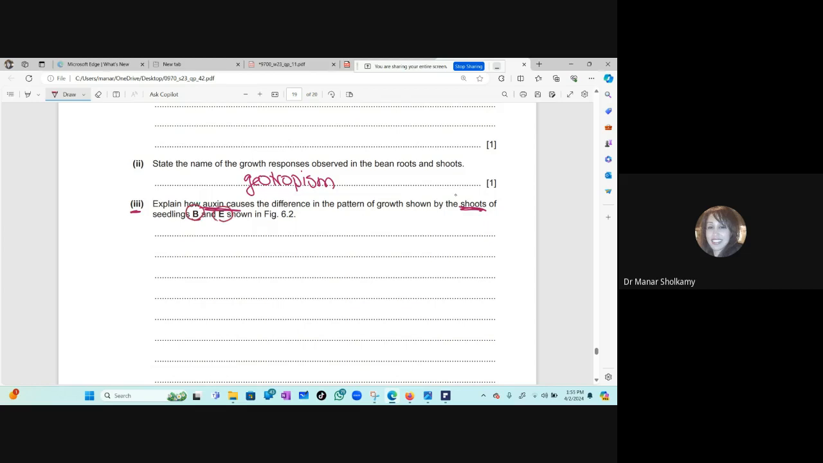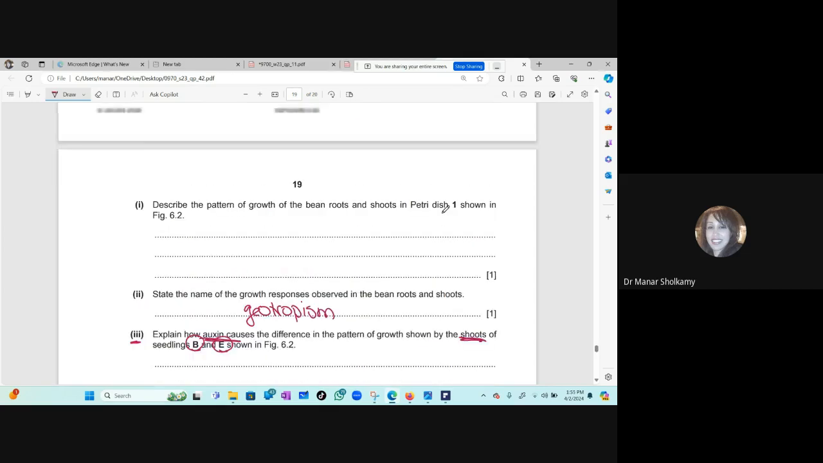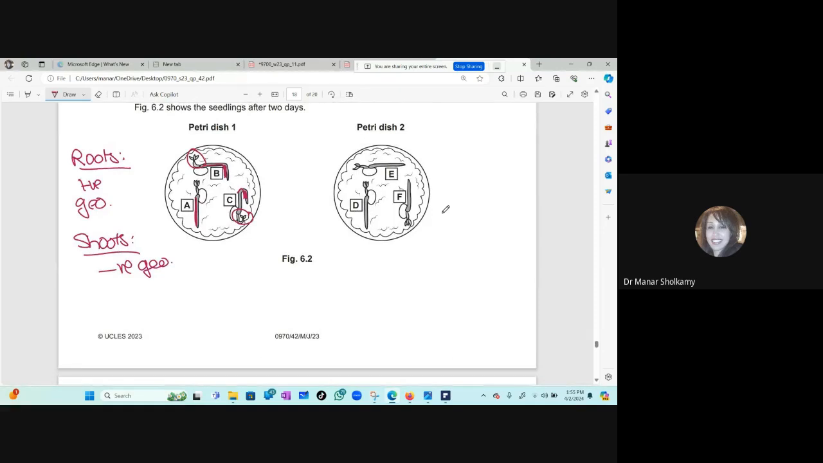Explain how auxin causes the differences in the pattern of growth shown by the shoots of the seedlings B and E shown in figure 6.2. Go to B and E. Now go to B. The shoot, they're asking about the shoots. It will point upwards. It was horizontal, and then the shoot will point upwards.